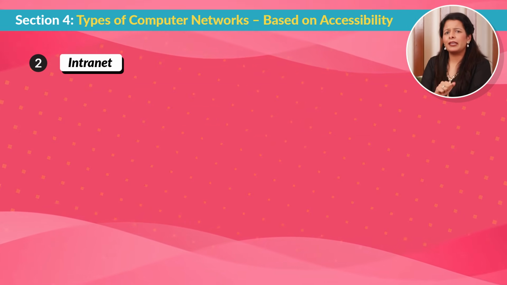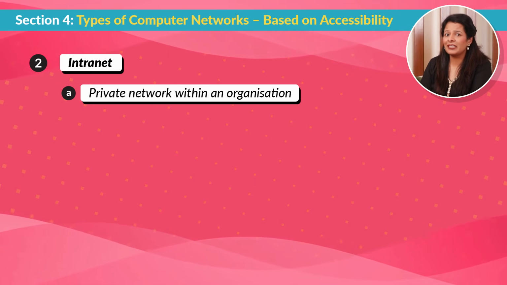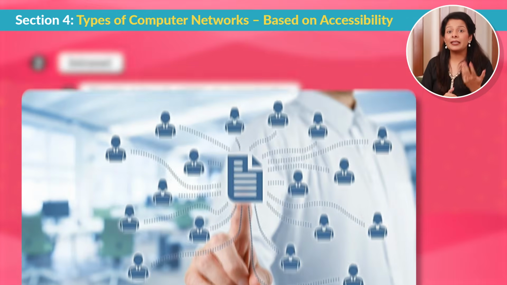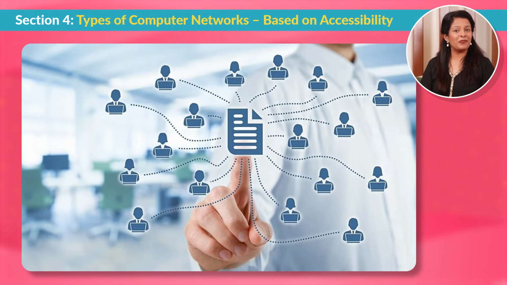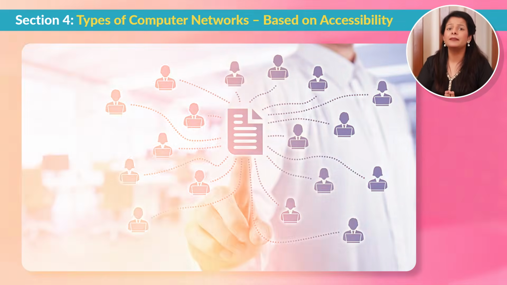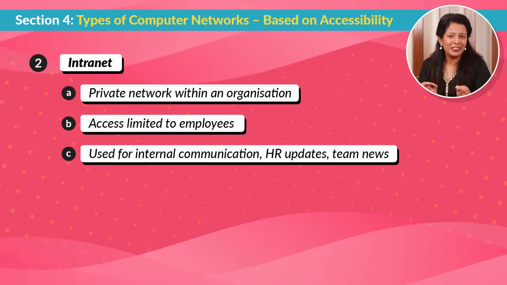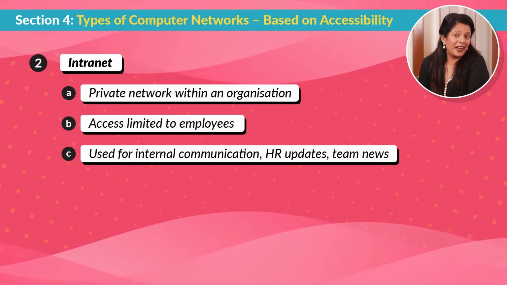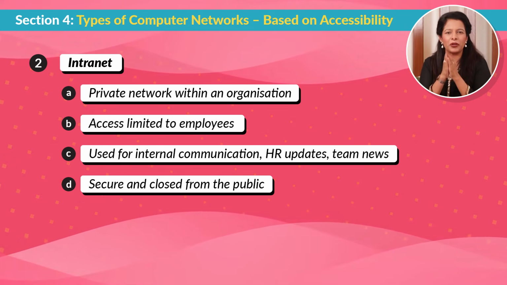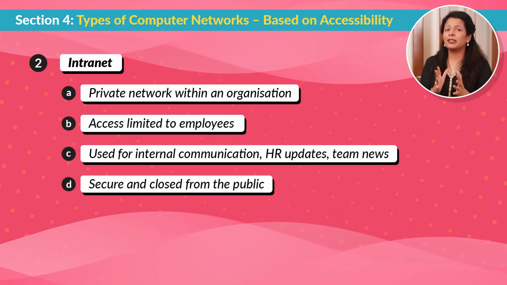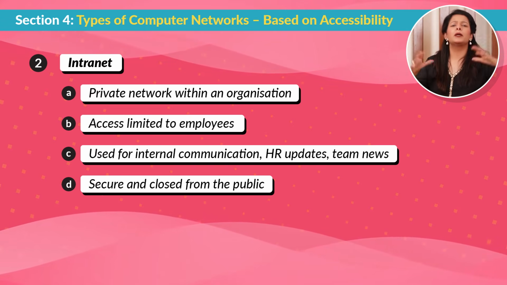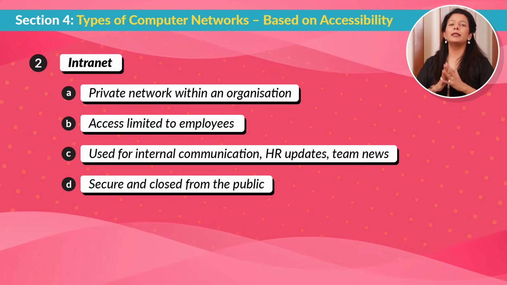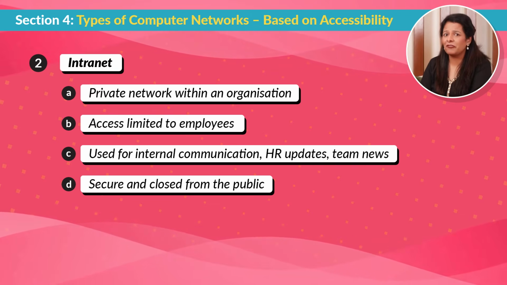Secondly, we have the intranet. Think of the intranet as a private version of the internet used only within an organization. It's like a company's personal club where only employees can enter. Employees can check HR policies, internal news, or team announcements, all without going online in the public sense. It's secure, closed off from outsiders, and built just for internal communication and resource sharing. If the internet is a public highway, the intranet is a company's private driveway.